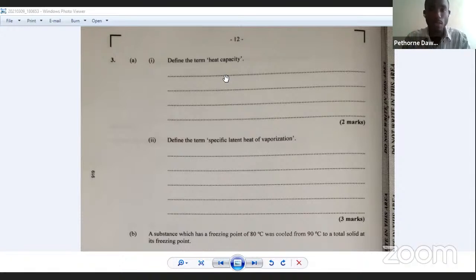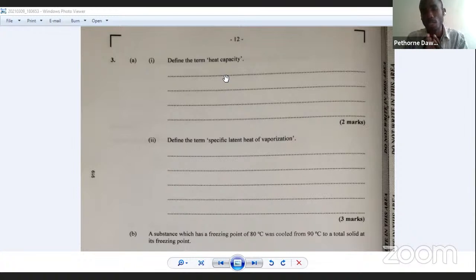Now the definition of specific latent heat of vaporization for 3 marks must include mention of mass, mention of energy, and mention of what happens. So the definition would be as such. It is the heat required per kilogram of substance to change it from one state to another at constant temperature. So let me say that again. It is the heat required, 1 mark, per kilogram of substance, 2 marks, to change the phase or state of a substance at constant temperature.